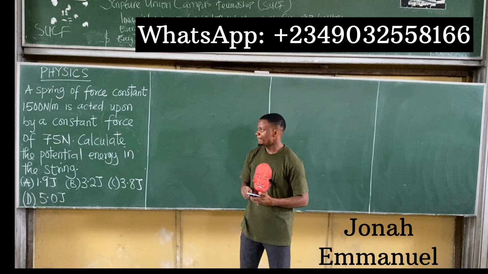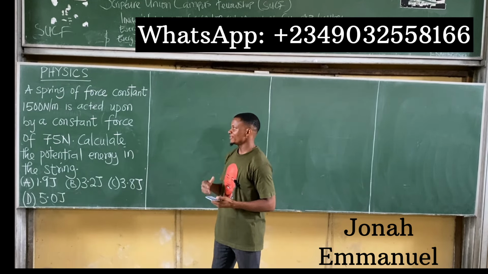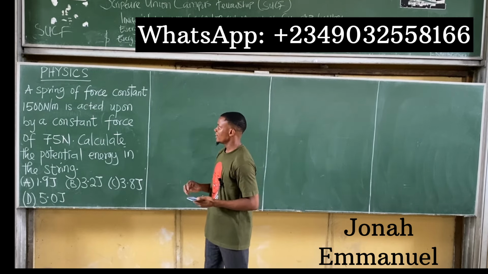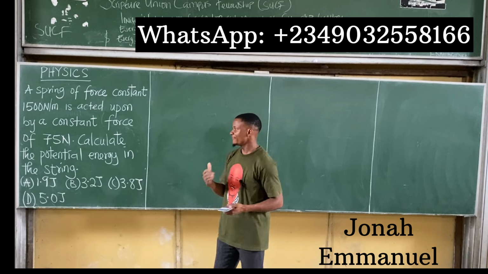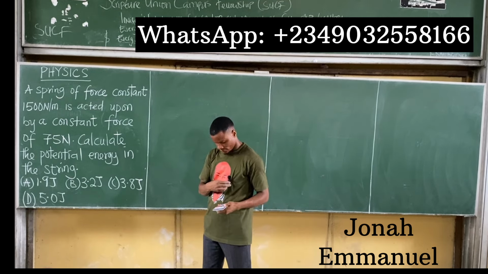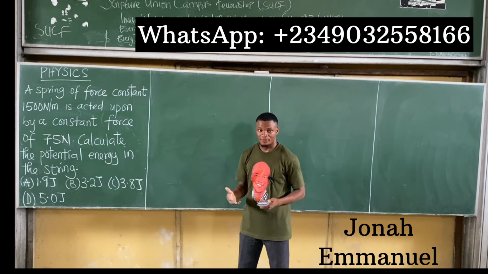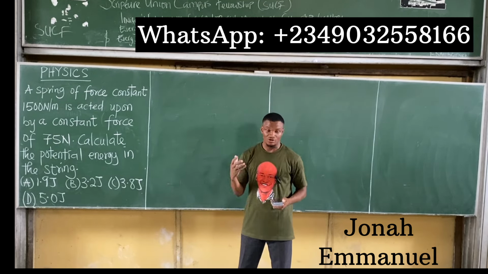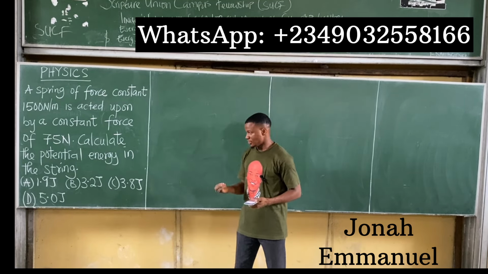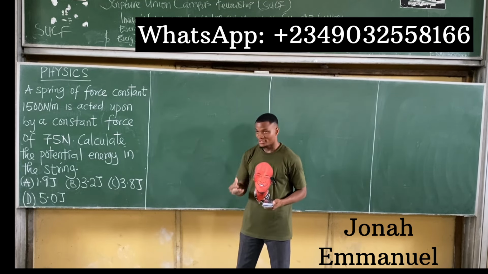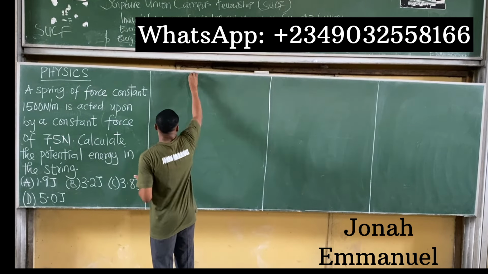All right, so let's get this done. This example says a spring of force constant 1500 newton per meter is acted upon by a constant force of 75 newton. Calculate the potential energy in the spring. A is 1.9 joules, B is 3.2 joules, C is 3.8 joules, D is 5.0 joules. So how do we solve this? Solution here.